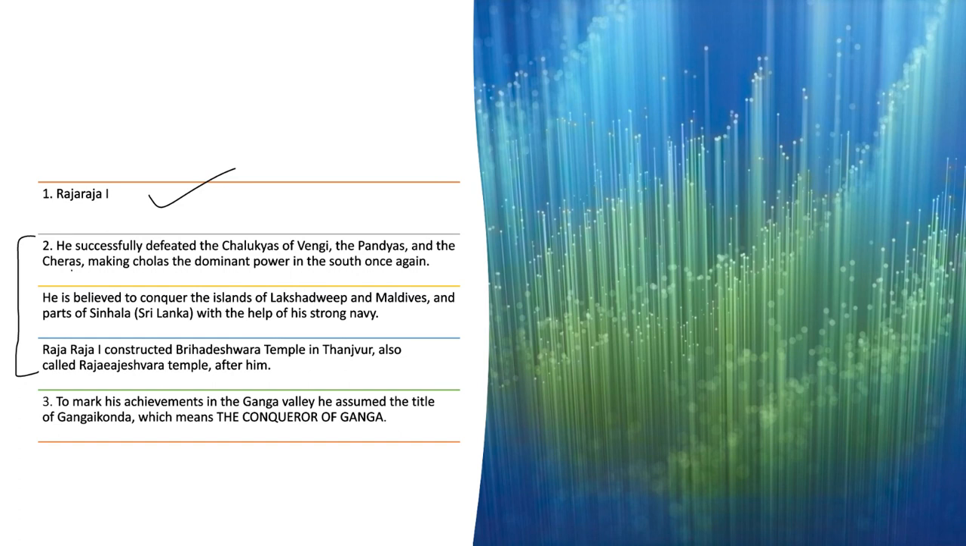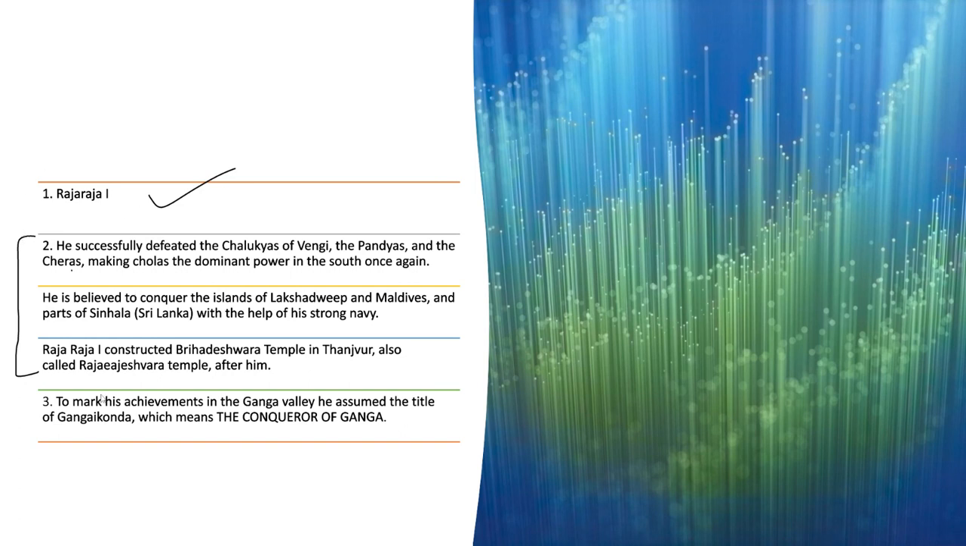The second is he is believed to have conquered the islands of Lakshadweep and Maldives and parts of Sinhala, that's Sri Lanka, with the help of a strong navy. Then the third is Rajarajan I constructed Brihadeshwara temple in Thanjavur, also called Rajarajeshwara temple after him. So this is answer number 2.